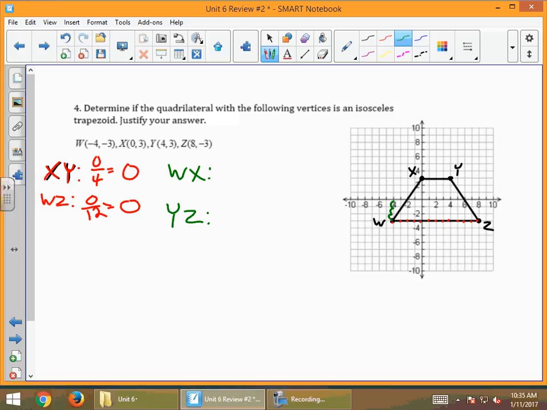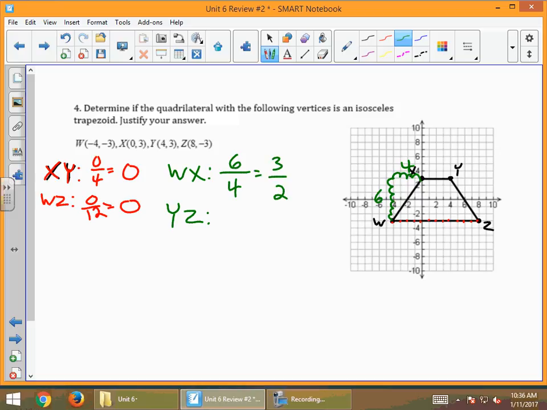1, 2, 3. How far did I go up? 6. How far did I go over? 4. Up 6, over 4. All right, cool. Can 6 over 4 reduce? And what does it reduce to, Lauren? 3 over 2. I agree.